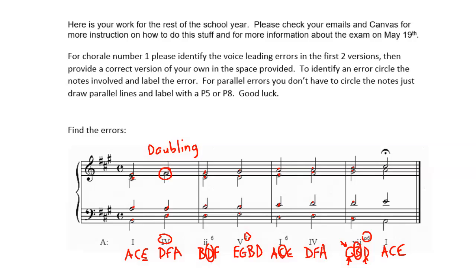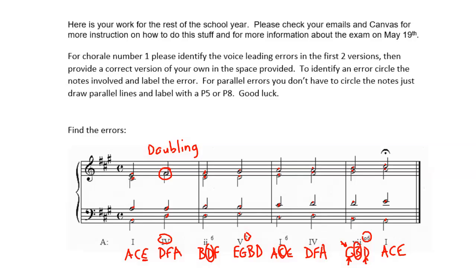It's spelled correctly. A, C, E in the last chord, A doubled in the alto with a C and an E. We are good. So the only thing we found there was an improper doubling. Everything else is spelled correctly.